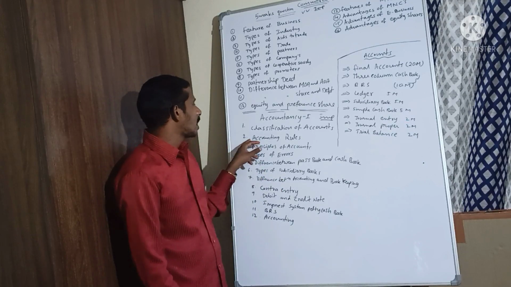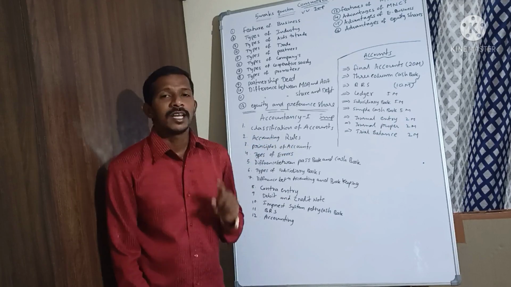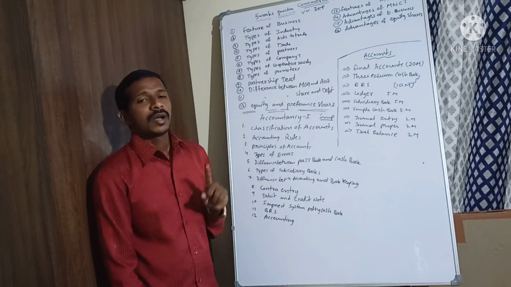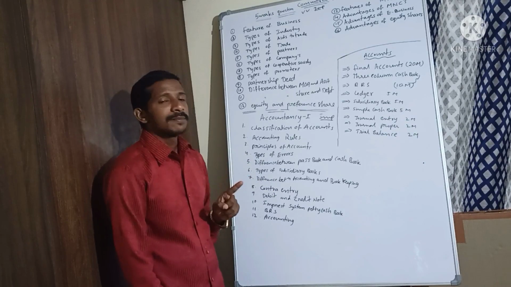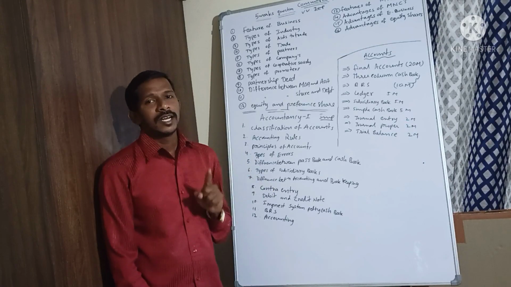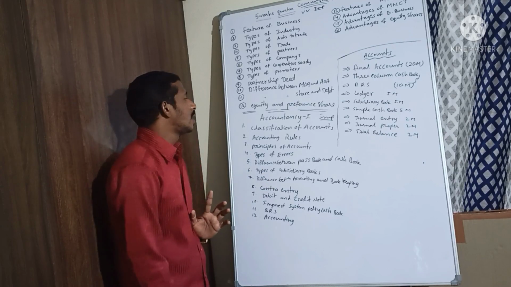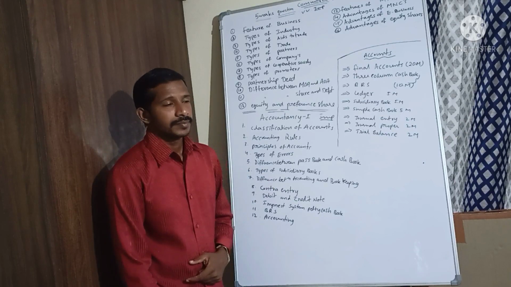Okay, next, second one, accounting rules. There are a debit rule and a credit rule. Accounting rules are the debit and credit rules. Based on the dual aspect concept, the debit rule and credit rule are there. We call it the double entry system.